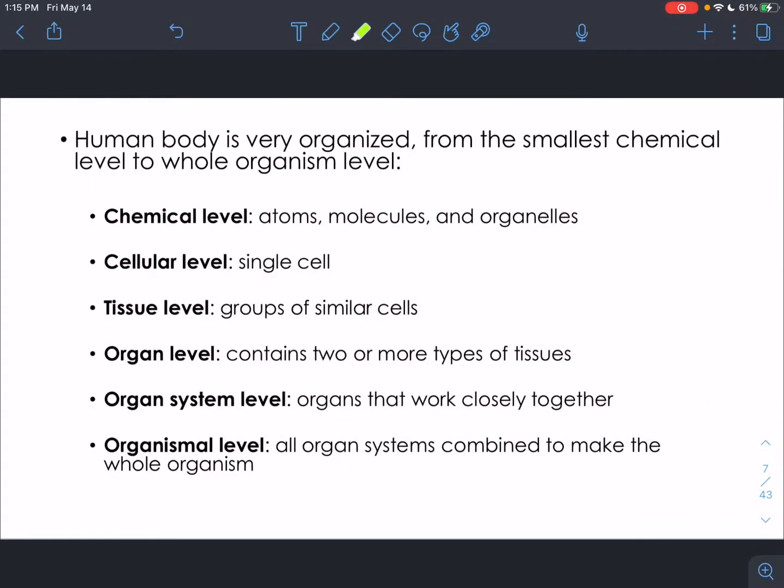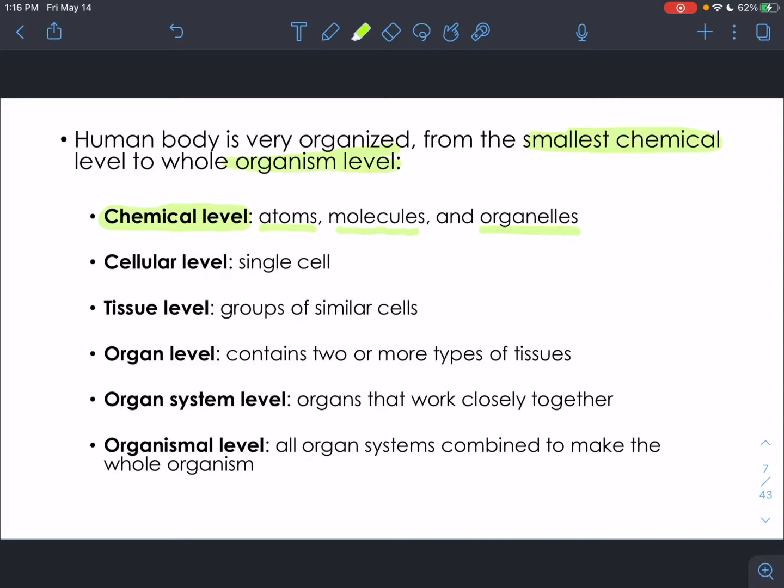All right, the human body is very organized, so we can go from the very smallest level, the chemical level, to the whole organism level. Okay, so this is just very basic, but the first, smallest level is going to be the chemical level. Okay, and in the next chapter, again, we're going to be talking about basic chemistry. But the smallest thing we have are atoms. Atoms come together to form molecules. Molecules are going to be different proteins, different carbohydrates, polysaccharides, nucleic acids, right? Those are going to come together and form the organelles, right?